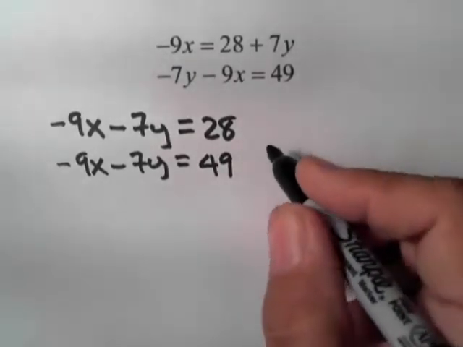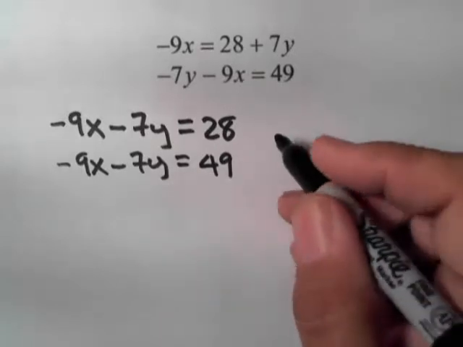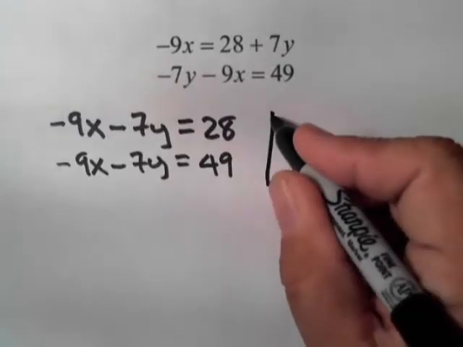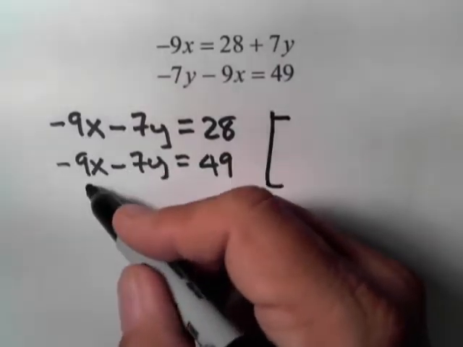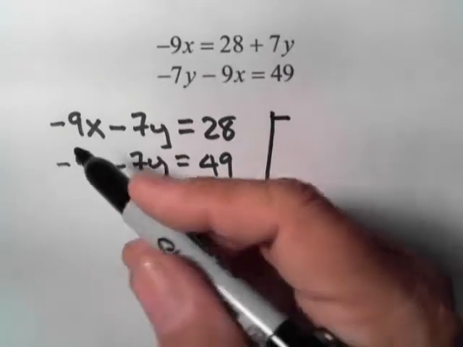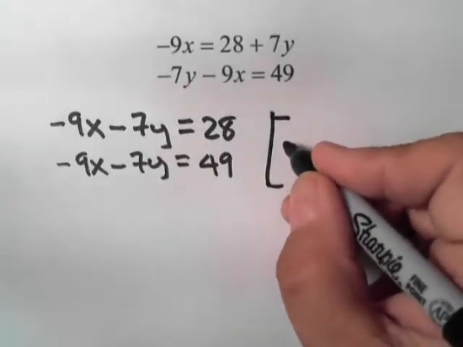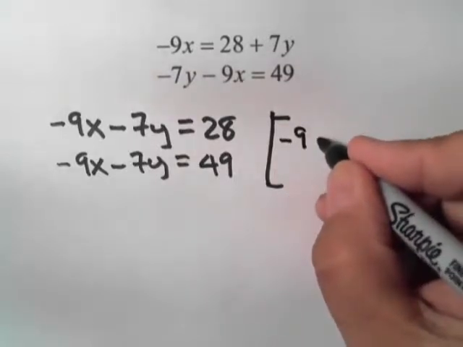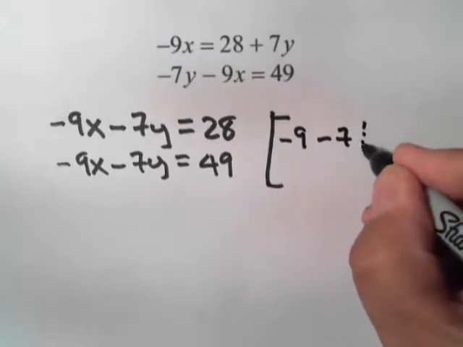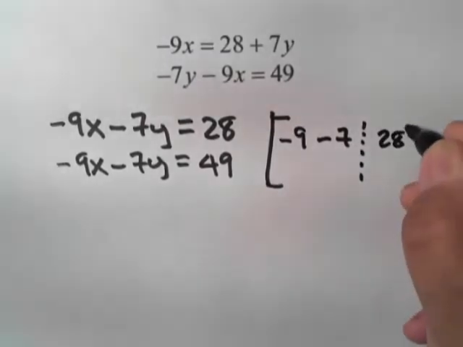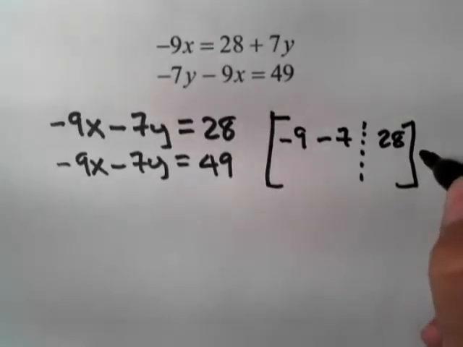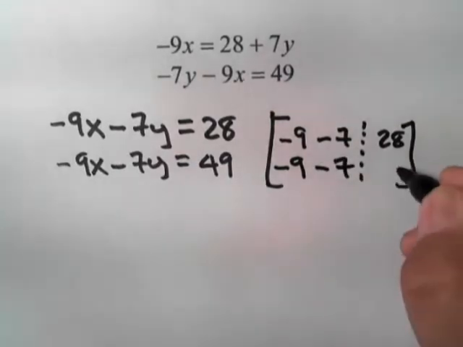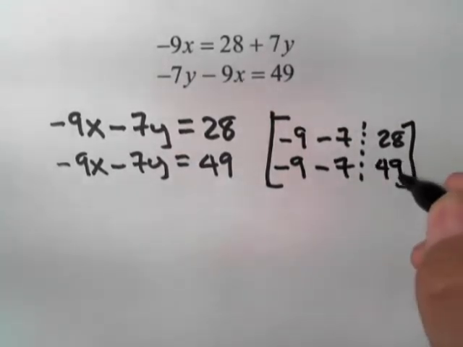Okay, next thing to do, of course, is to put these into the augmented matrix form. So let's do that. Notice I don't have a nice 1 here that I can shift up to the top, so we'll have to clean this up ourselves. So let's see, I've got negative 9, minus 7, and my dashes here, equals 28 over here. Close it off with the square bracket on this side. Then I've got negative 9, minus 7, equals 49.